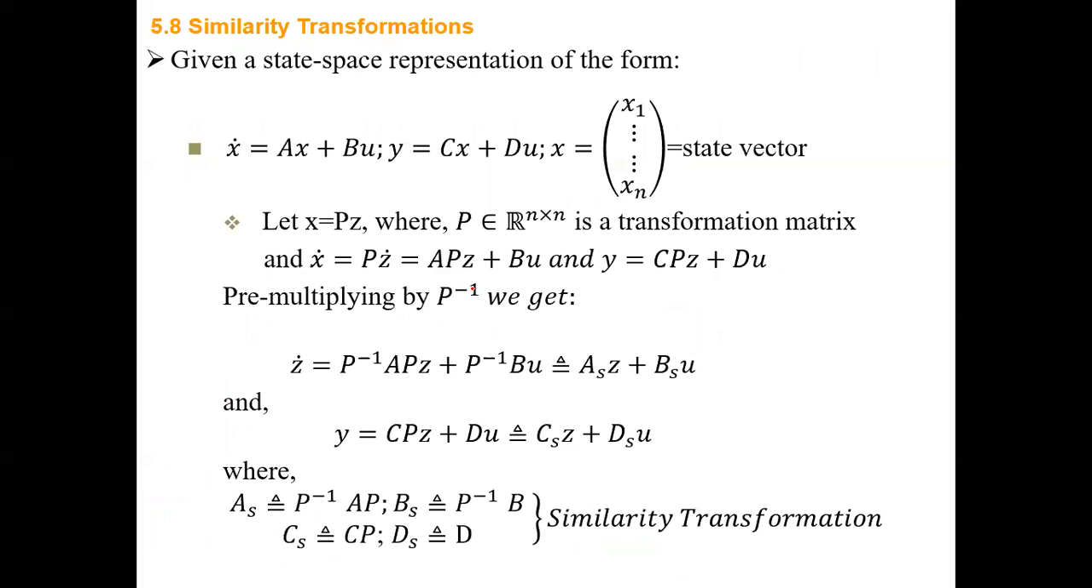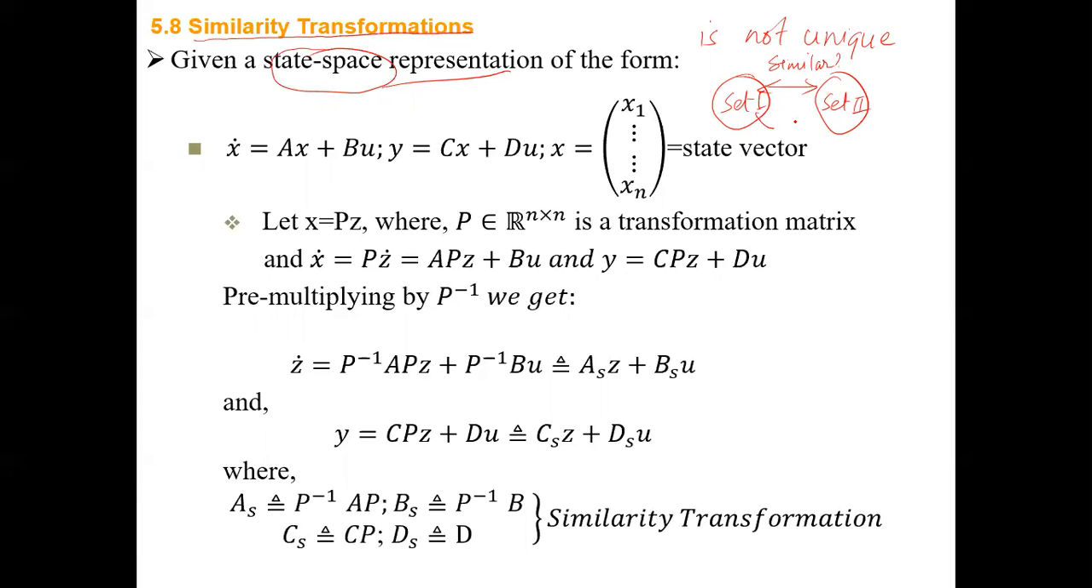All right, let's do the similarity transformation. As you know, state space representation is not unique. So there is one set of representation and there is another set, this is set 1, this is set 2. So how do you know they are similar? We can make some kind of transformation, which we call similarity transformation. Using that transformation, we can change one set to the other set. That's called similarity transformation.